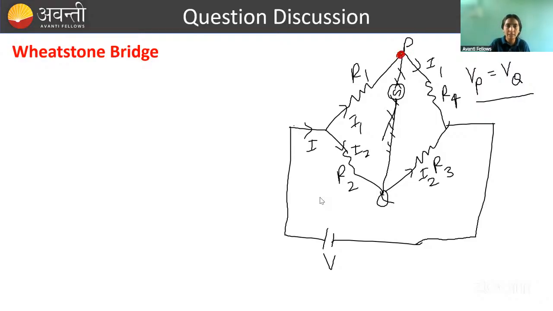So we can either reach point Q this way or we can reach point Q this way. So both ways we can try. Let's talk about moving this way.